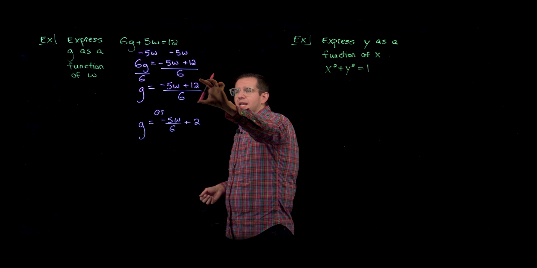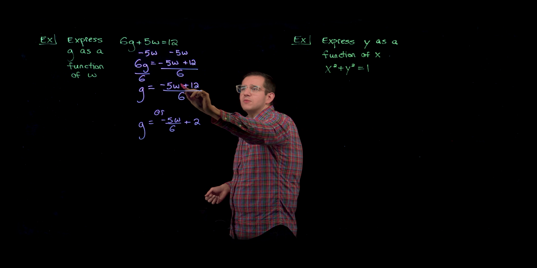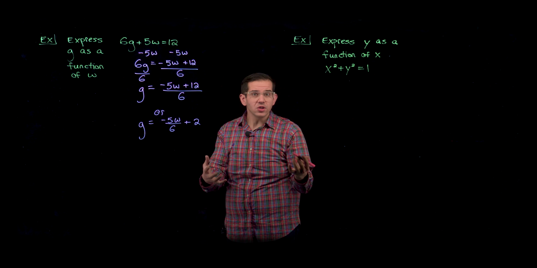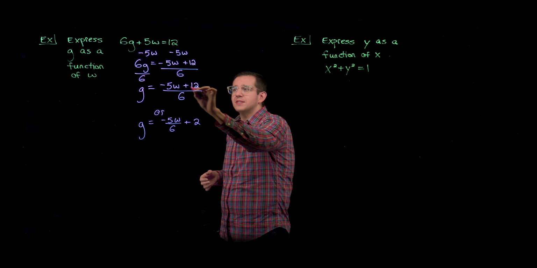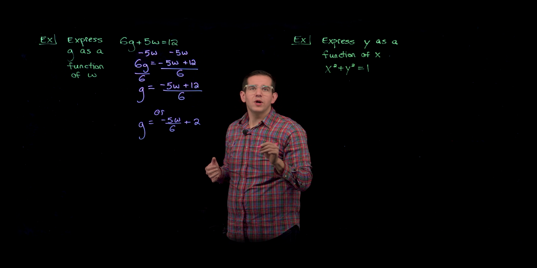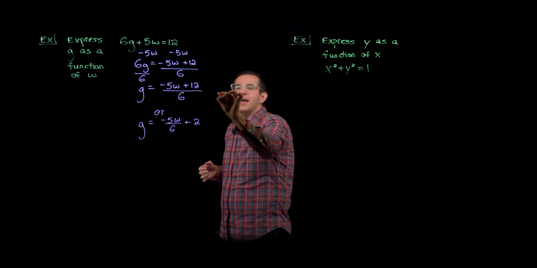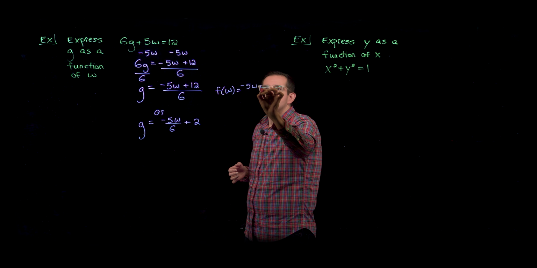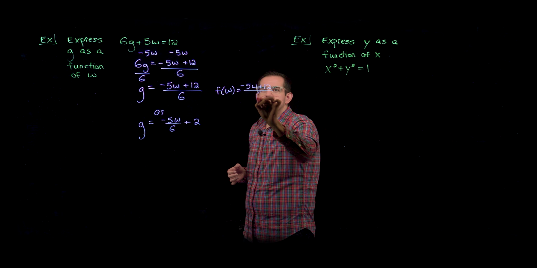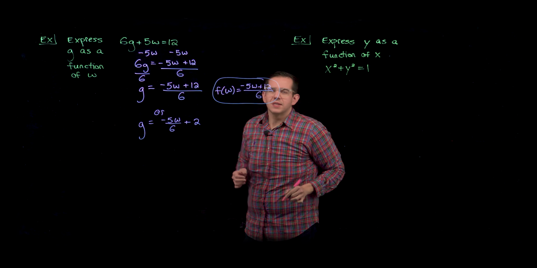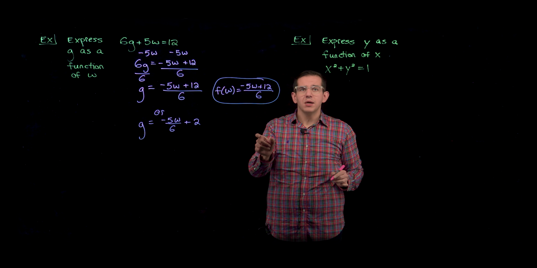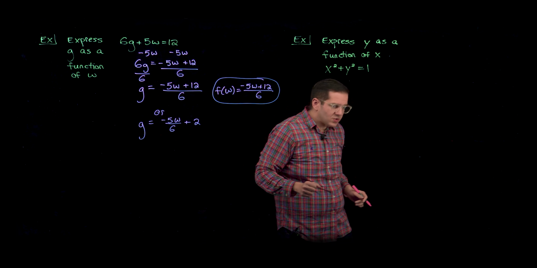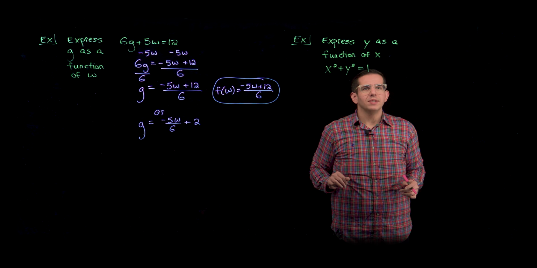So going back to this example, now that we have g alone in terms of only w and constants, g is now a function of w, so we can say instead of g equals negative 5w plus 12 over 6, we can now write f of w is equal to negative 5w plus 12 over 6. Since g is a function of the variable w, it can be rewritten as f of w. So with that in mind, let's try this next example together.